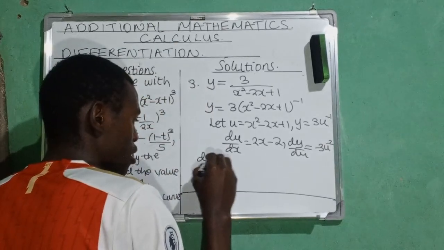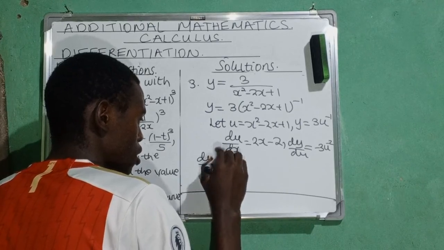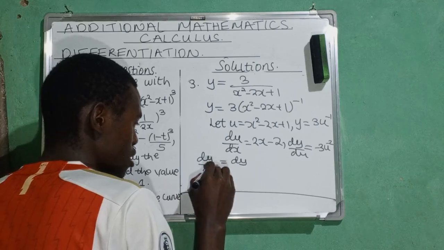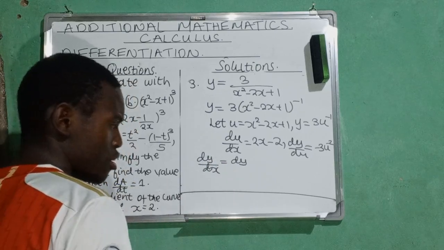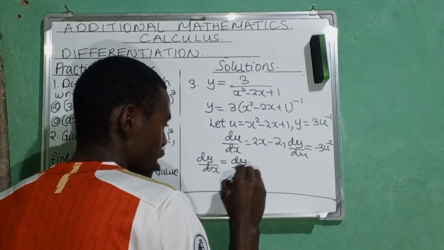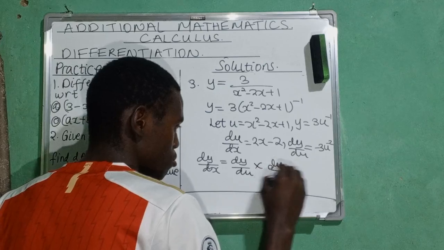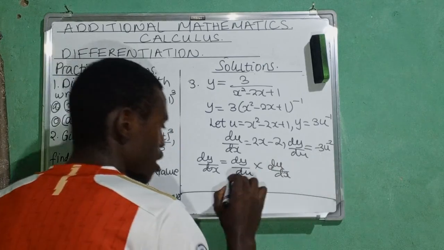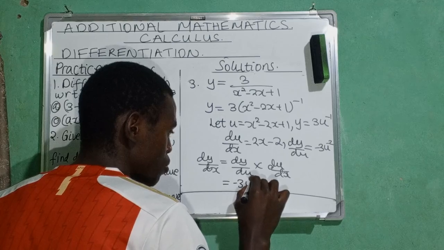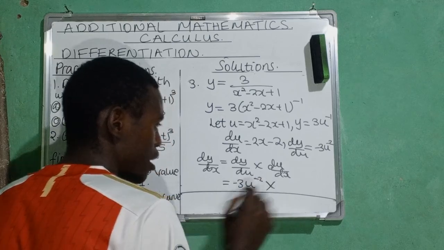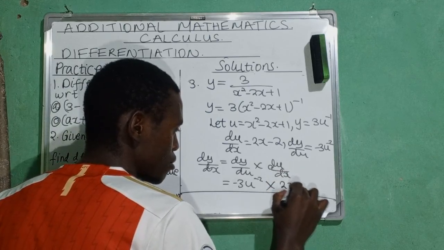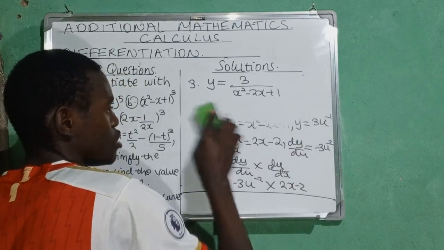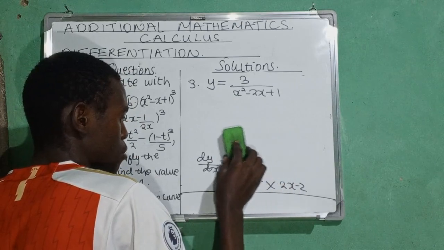And then your dy dx, that is the chain rule. You're finding the derivative. Your dy dx is going to be equal to your dy du multiplied by your du dx. So your dy du is simply minus 3u to the power negative 2 multiplied by du dx, which is 2x minus 2. Okay, in that format. Then we clean up just to create space so that we can now answer it properly.